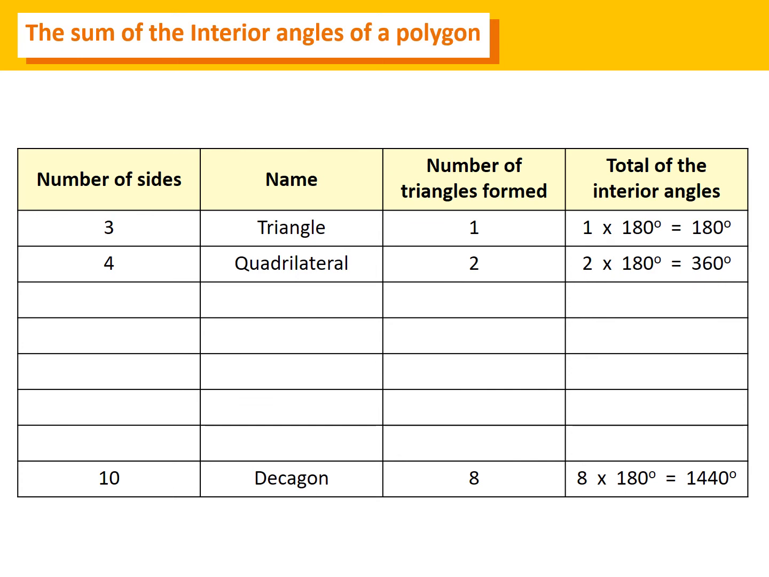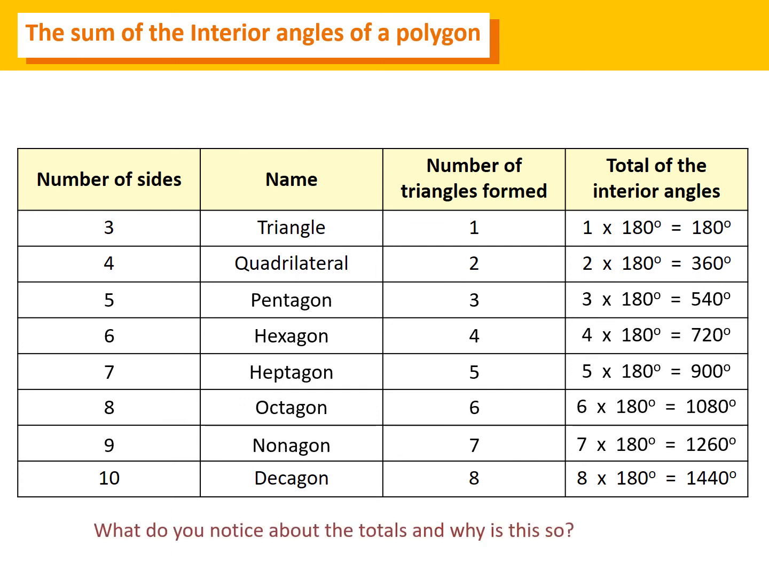Here is a table of the different types of polygons, starting from the triangle up to a decagon. And if we look at the columns for the number of sides and compare it to the number of triangles that are formed when we split the polygon up, we can see that the number of triangles is always 2 fewer than the number of sides. Therefore, that gives us a total of the interior angles as the number of triangles in the polygon multiplied by 180 degrees, because there are 180 degrees in a triangle.